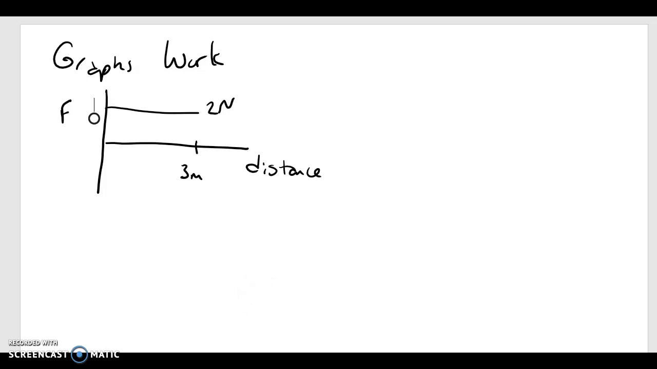Now, if I was to read off the work done by that graph, the work is simply the area underneath the graph. So in our case, the work for this graph is going to be 2 times 3. And that should give us 6 Newton meters because we're taking a force and multiplying by a distance.